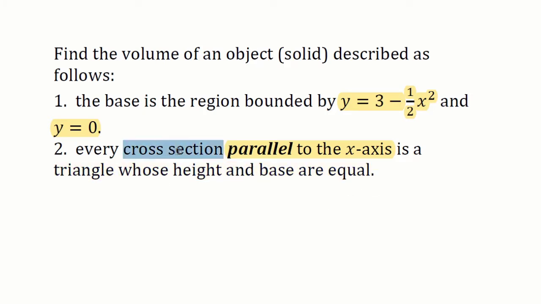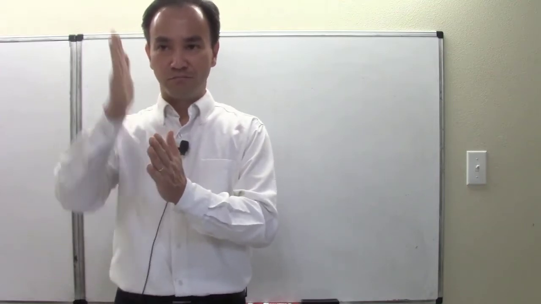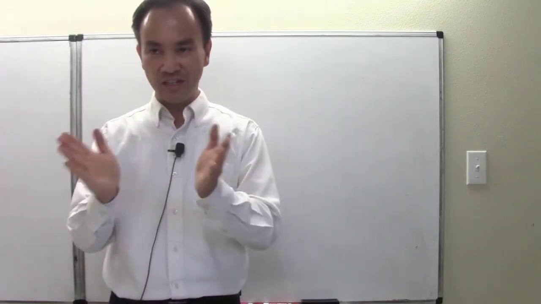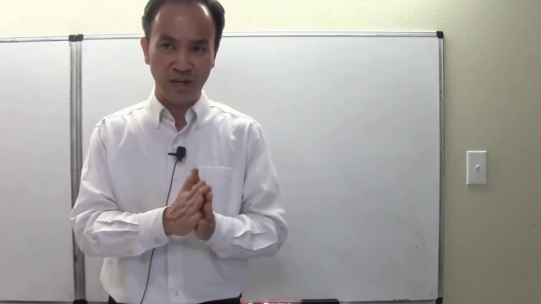I will get to this a little later, but for now let's understand what it means by every cross section parallel to the x-axis. This is a little bit different from the two examples I delivered in the general discussion lecture, because most of the time the stripes are perpendicular to the main axis, but here the stripes are parallel to the x-axis. That's what I was always trying to emphasize earlier.